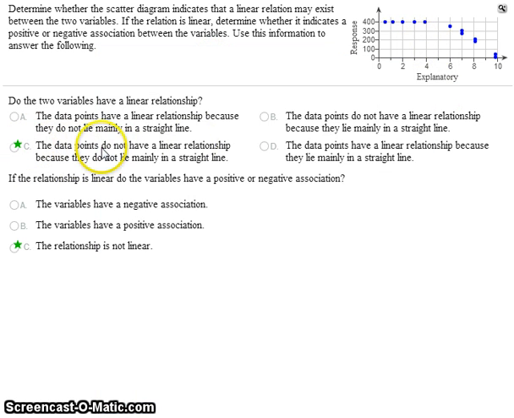So you would choose the data points do not have a linear relationship because they do not lie mainly in a straight line, and then that also answers the second part.